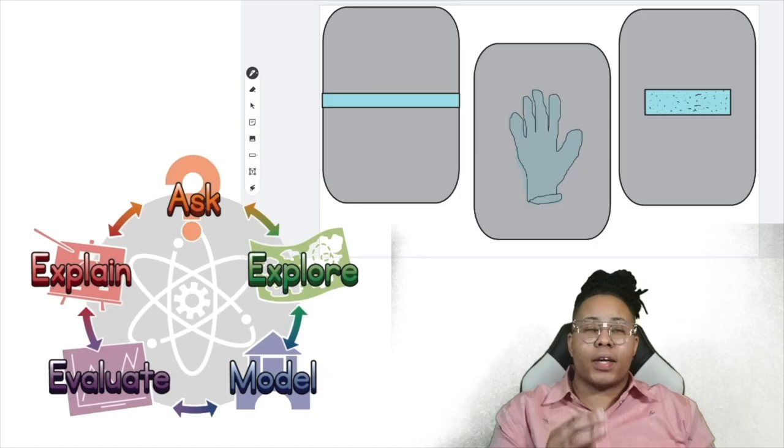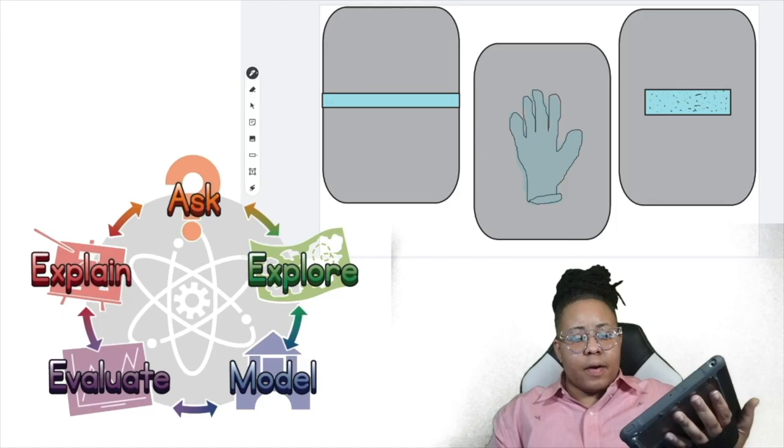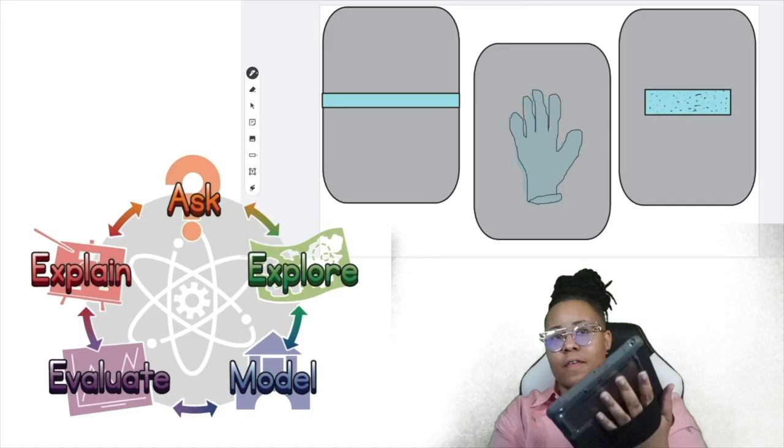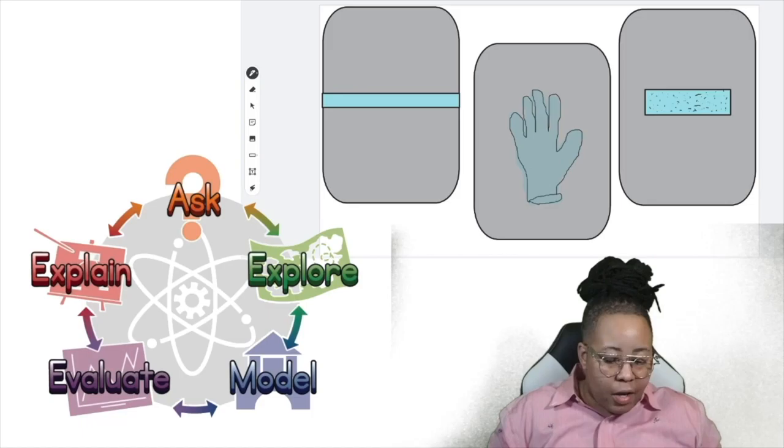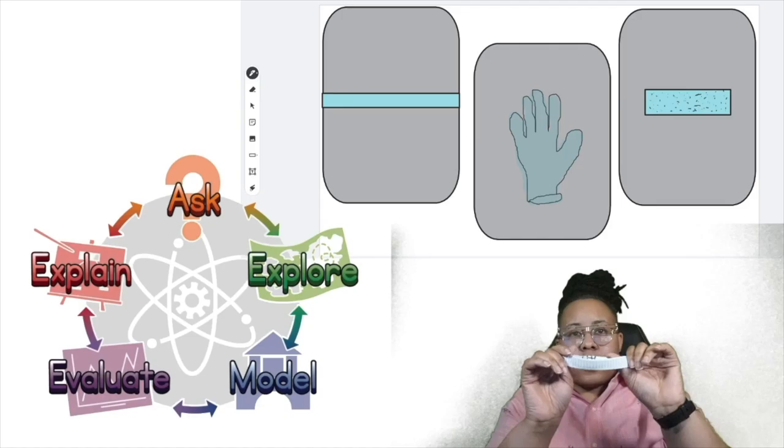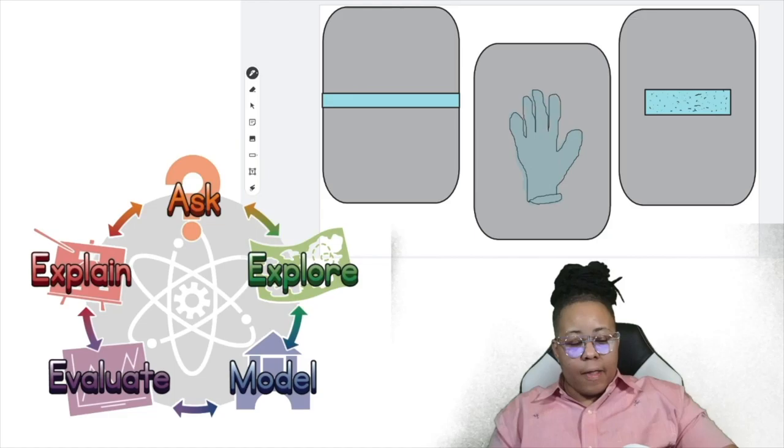So at this point, I've gone through all of the phases of the design process. I asked myself how I could keep from dropping the iPad, and I said, just attach it to my hand. Then I explored three ways to attach the iPad to my hand, and I narrowed it down to my favorite option, which is the Velcro option.